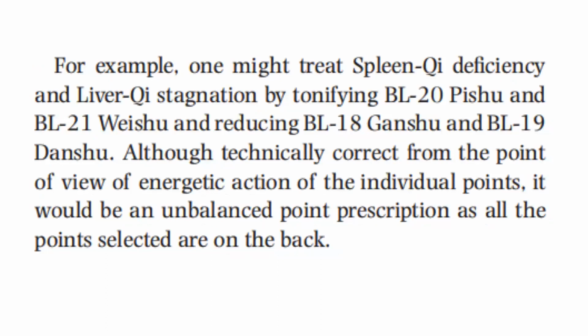For example, one might treat spleen qi deficiency and liver qi stagnation by tonifying bladder 20 and bladder 21 and reducing bladder 18 and bladder 19. Although technically correct from the point of view of energetic action of the individual points, it would be an unbalanced point prescription as all the points selected are on the back.